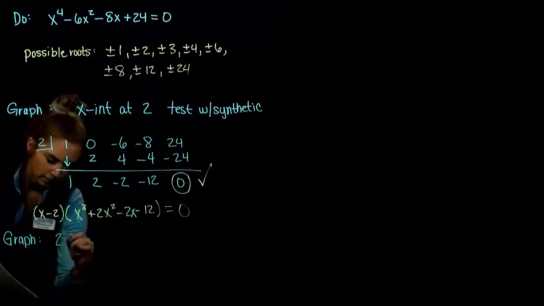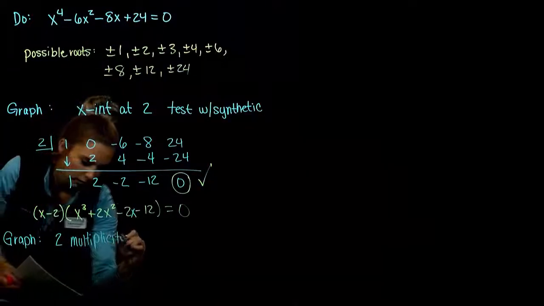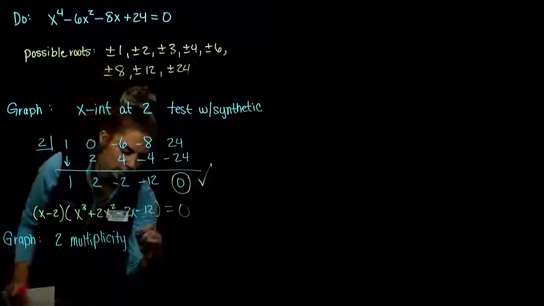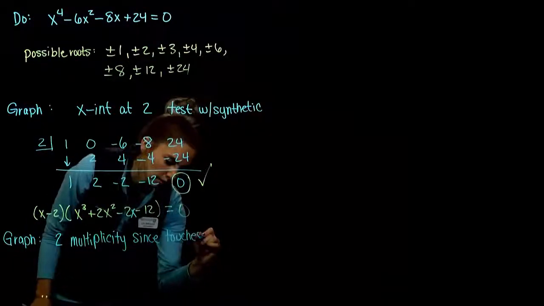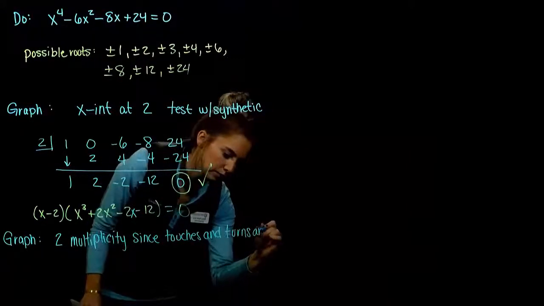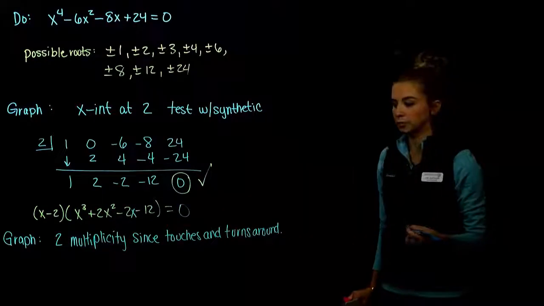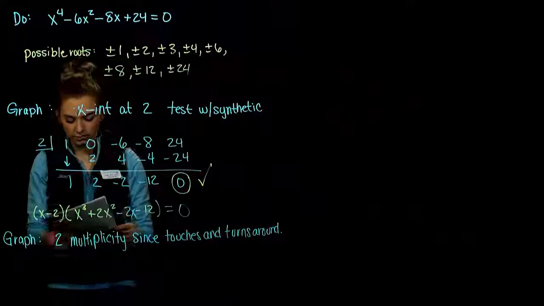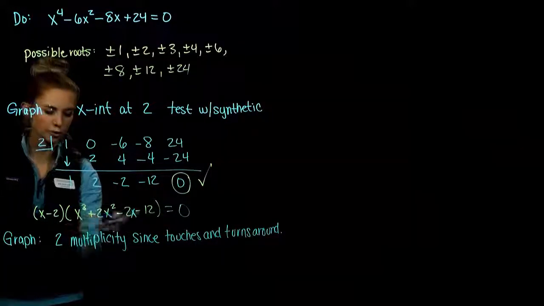We have multiplicity at 2, because it's touching and turning around. Since it touches and turns around, I know I have some kind of multiplicity there. So we could try again to see if 2 is a root of our new polynomial that's created.